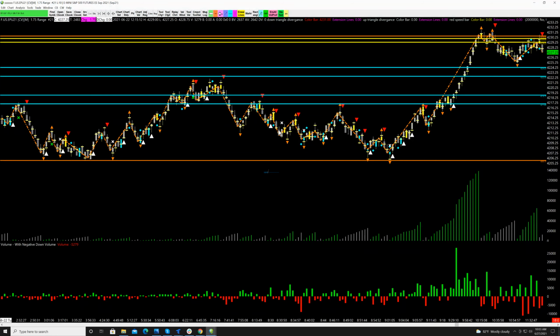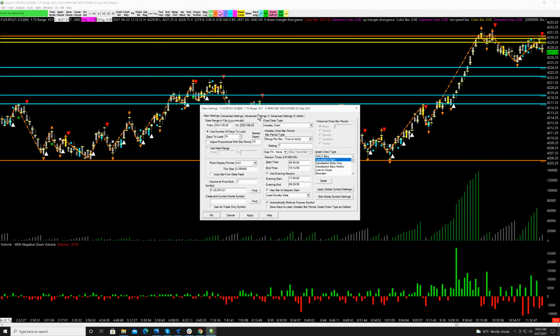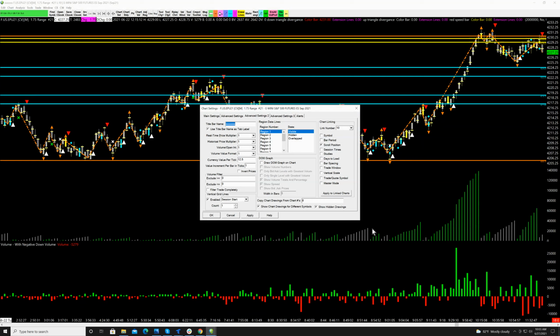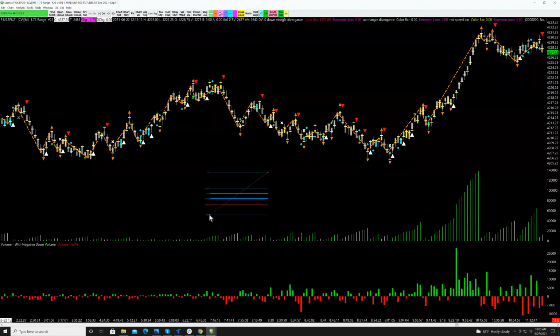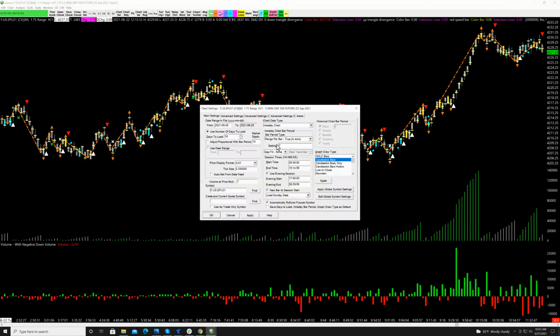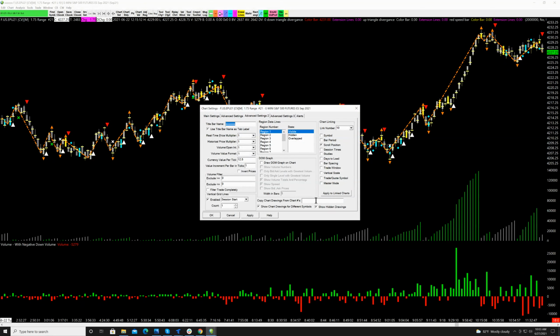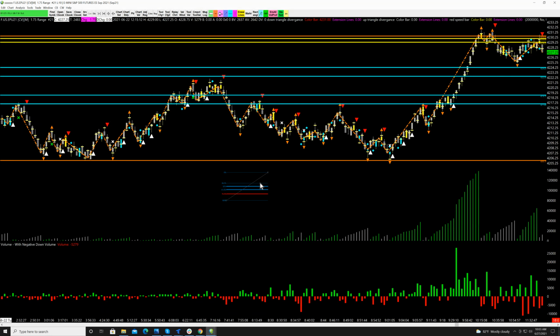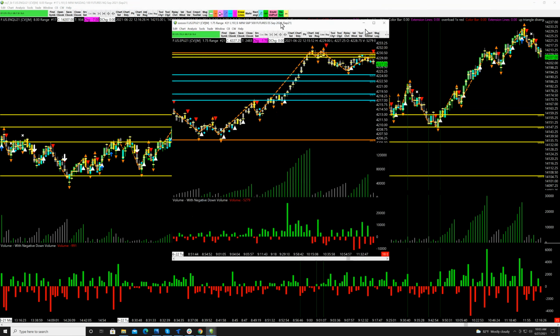Why is that not coming off? Let's find out really quick. Remove. There we go. And then let's try to put these back on. Go to advanced settings and we type in chart number 8 and hopefully we get magic. And we don't. Hold on one second. Maybe I have this wrong. Let's see if we can fix it real quick.